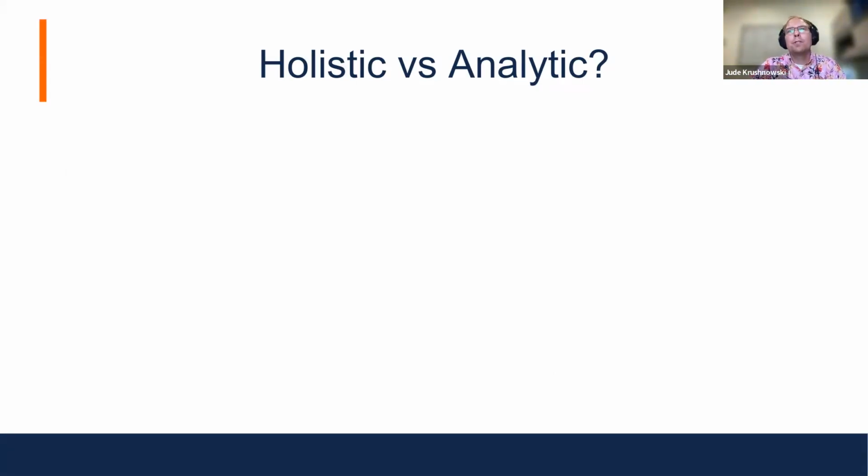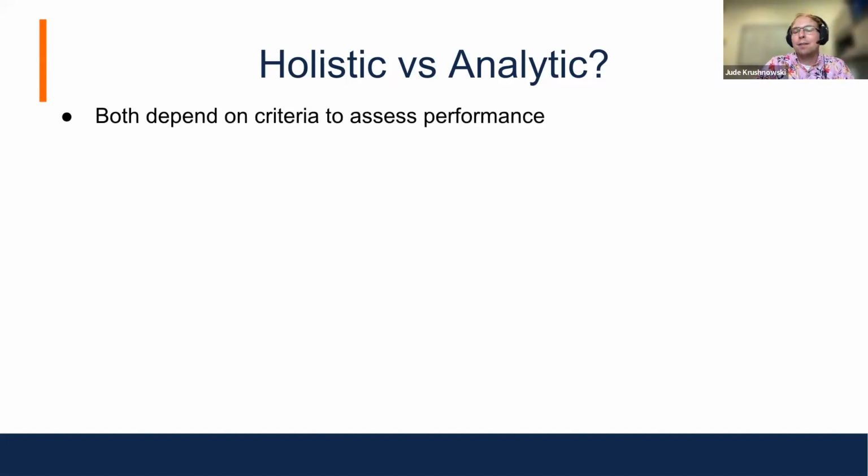And we're going to be focusing on analytic rubrics in this talk. But I just wanted to cover both and do a little bit of a comparison. So both depend on criteria to assess performance, right? Both have a list of criteria that is being used to evaluate student performance with different levels. So 4, 3, 2, 1 might be the scale that you're using, but there are still different levels of performance for an analytic rubric and a holistic rubric.